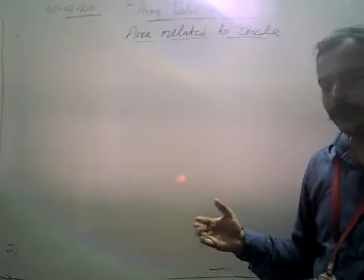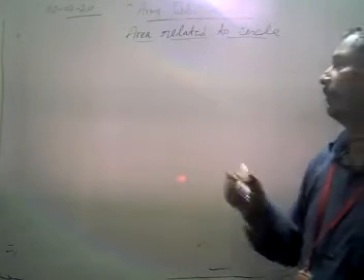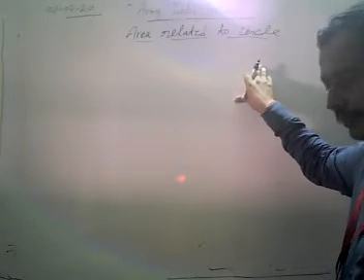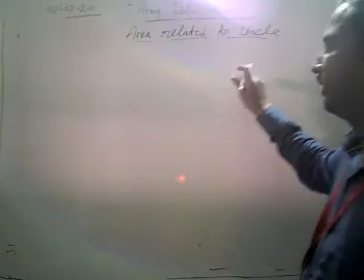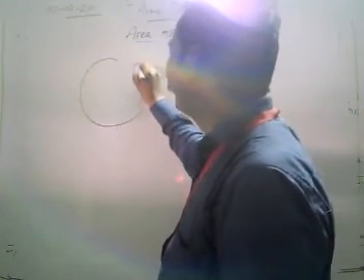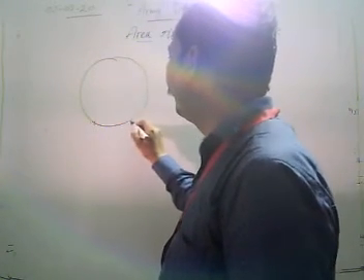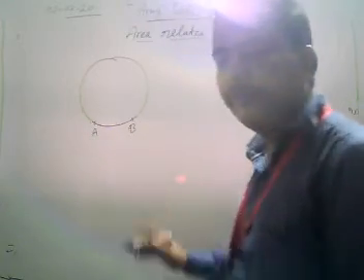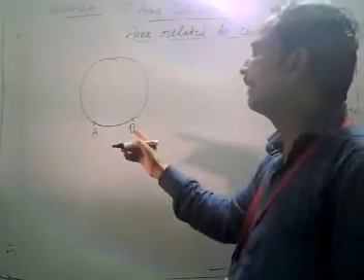Now at your 10th level, in our topic of area related to circles, today we are going to introduce some new concepts. Now look, we have a circle with radius r. We take one arc AB.